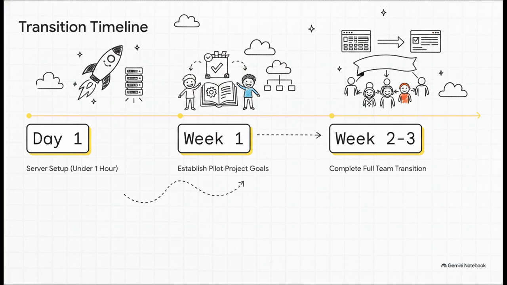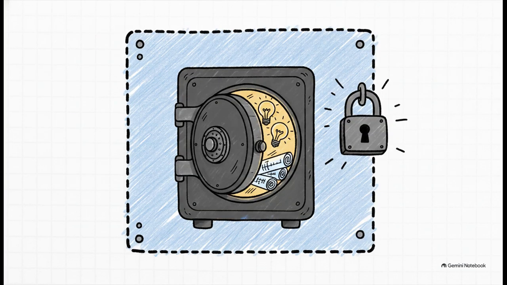Day one is just server setup, which takes under an hour. Because of its highly approachable nature, most small teams can successfully export their task data from old systems, establish pilot project goals in week one, and complete a full workflow transition within just 2 to 3 weeks. Plus, keeping your data secure and under your control is a huge perk here.